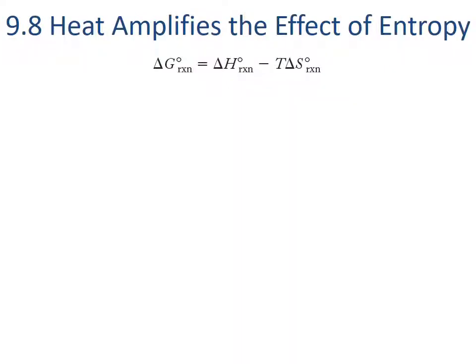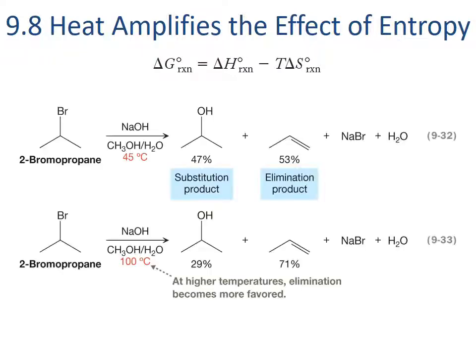Remember that free energy is related to entropy by the equation shown. For this reason, entropy is a much larger factor towards free energy of a reaction when temperature is higher. So in otherwise identical conditions, a molecule reacting at low temperature will have a mixture of substitution and elimination, but a molecule at a higher temperature will more favor the elimination because the entropy is a much bigger factor there.